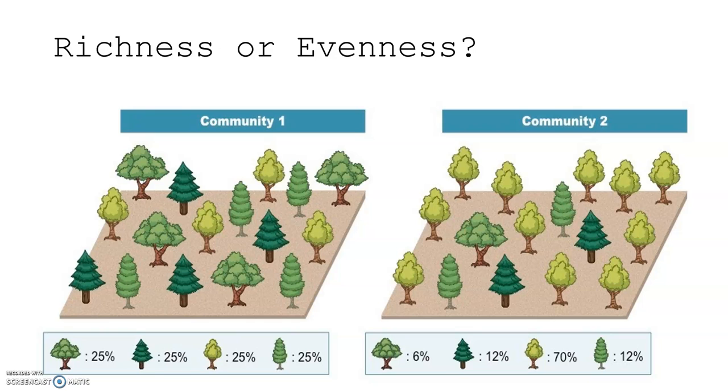If you were an organism that needed one of those specialized trees, like that pine tree in the first example, or that other green tree that there's only one of in community 2, the biodiversity of community 2, even though it has the same species richness, would not be as beneficial to you.